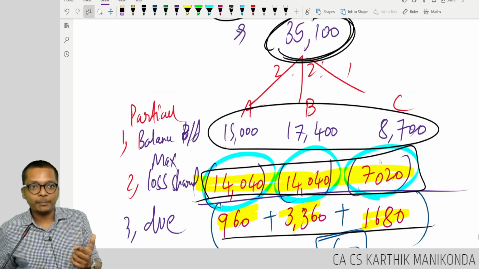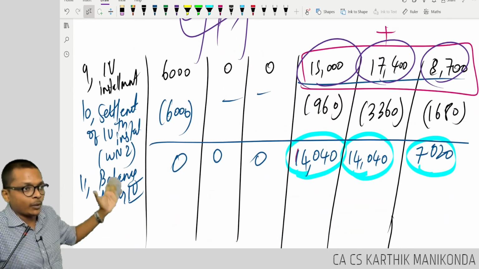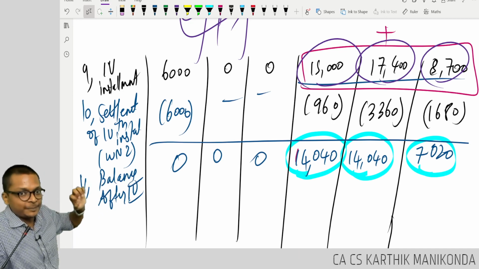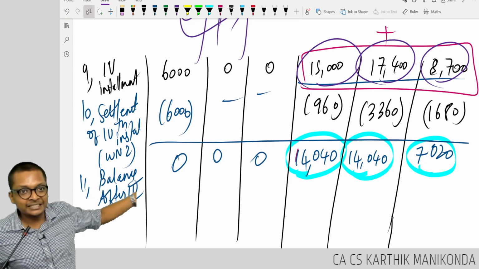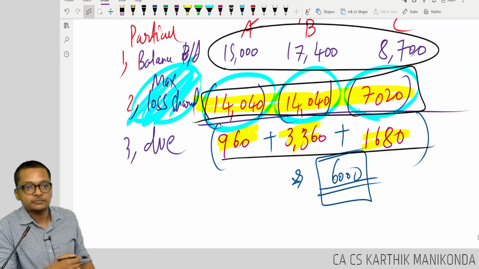Because if you don't pay the partners, after this, sir, I don't have 1 rupee. Then the loss A will share is 14,040. The loss B will share is 14,040 and C will share is 7,020. That is the maximum loss they will share. That's why in working note 2, this is the maximum loss shared.